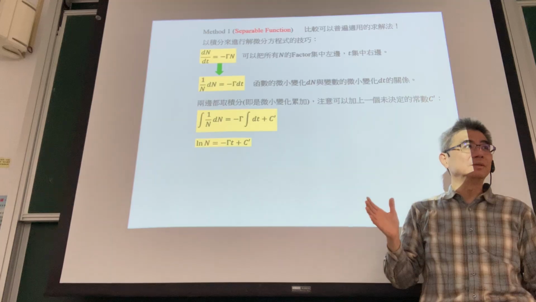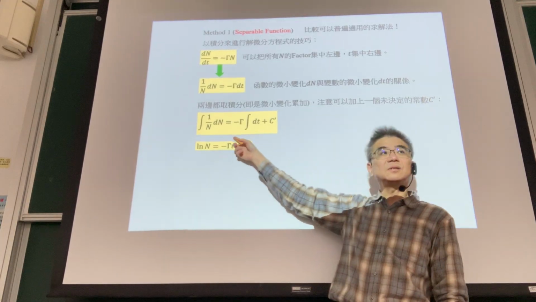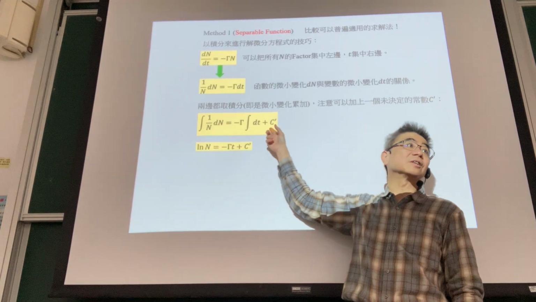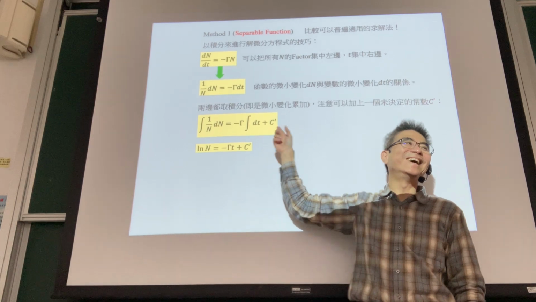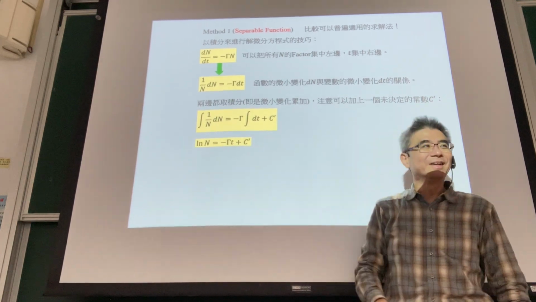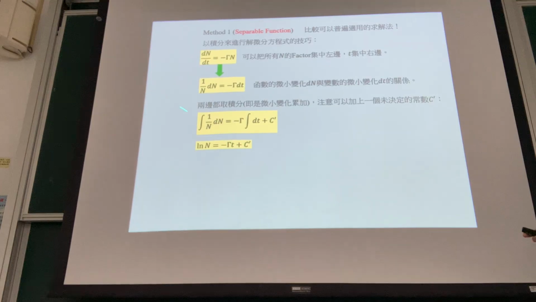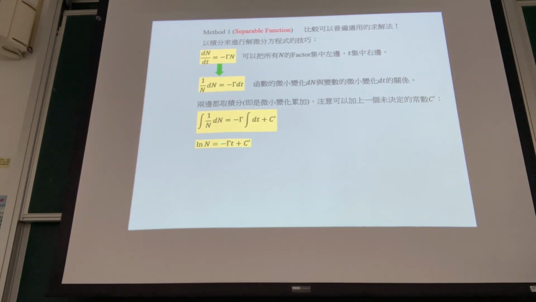Is that acceptable? 你永远要记得，当你做积分的时候，你永远可以再加上一个常数。Okay, don't miss this c prime. Okay, then log n equals minus gamma t plus c prime. Then you take an exponential function on both sides. The left-hand side will give you n. The right-hand side will give you exponential of minus gamma t times exponential of c prime. Let's call it c. Okay, the same solution.